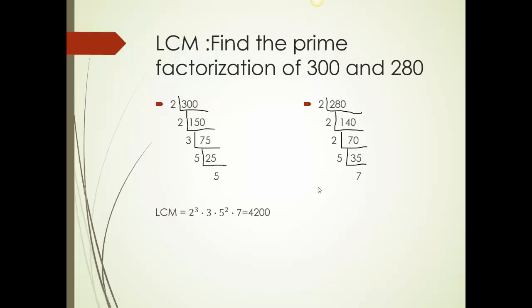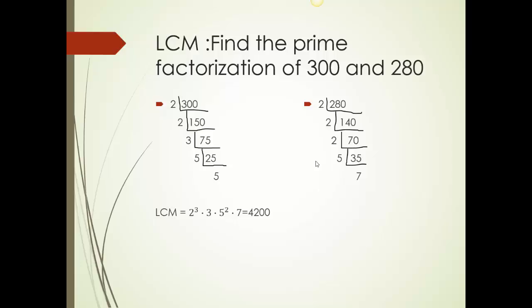So I'm going to do prime factorization to start. So I have 300, divide by 2, I get 150. I divide by 2, and I get 75. I divide that by 3, it gives me 25, which is 5 times 5. Same thing for 280. I divide by 2, it gives me 140. By 2, it gives me 70. So the 70 divided by 2 is 35. I divide by 5, it gives me 7.